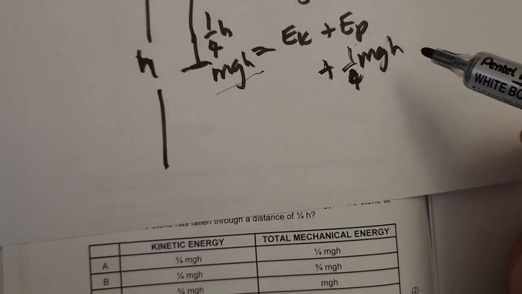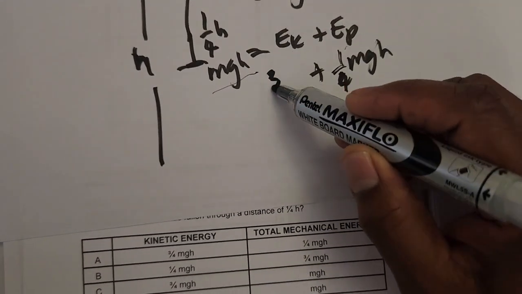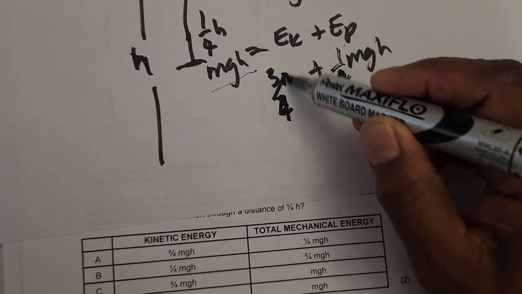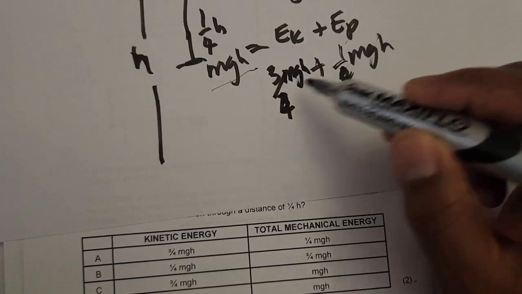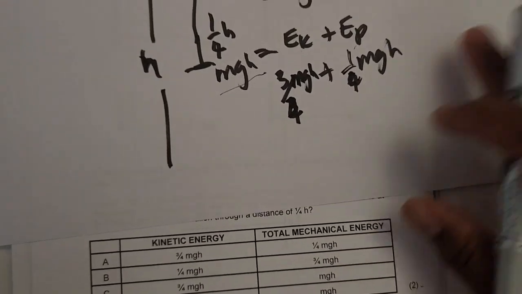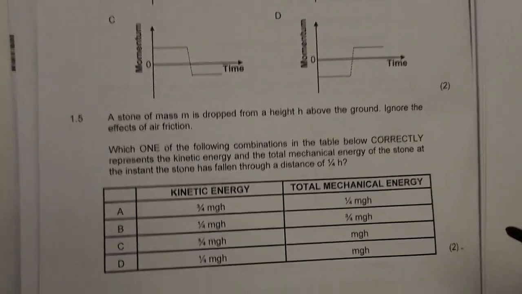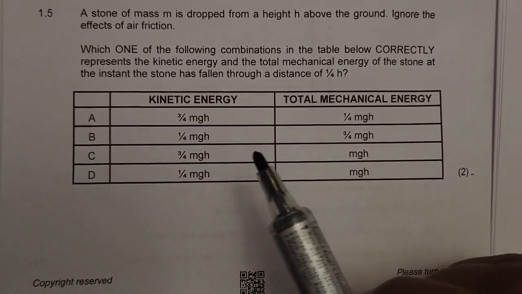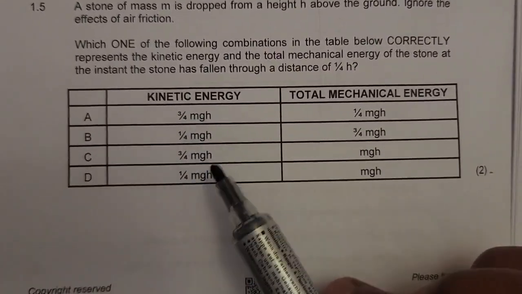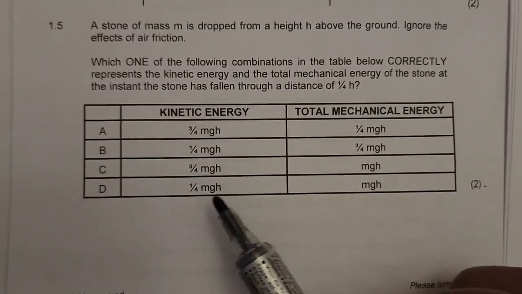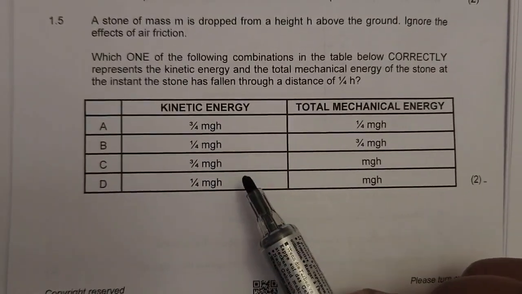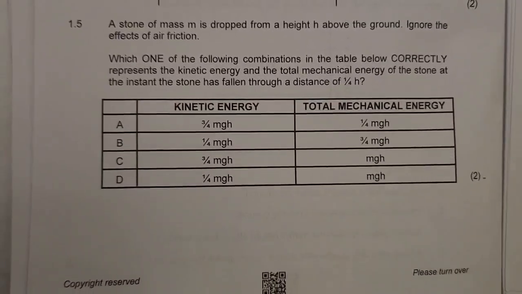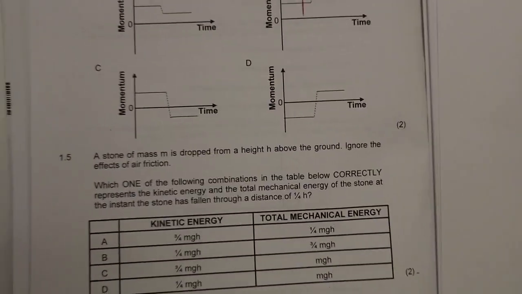For you to give mgh, the kinetic energy must now be three quarters of that mgh, because this plus this will give you 1. That's the best option now. Therefore, which one of these will be the case? According to this, we check the kinetic energy in this case will be 3/4 mgh, whereas the mechanical energy still remains mgh. Therefore, C becomes the best option.